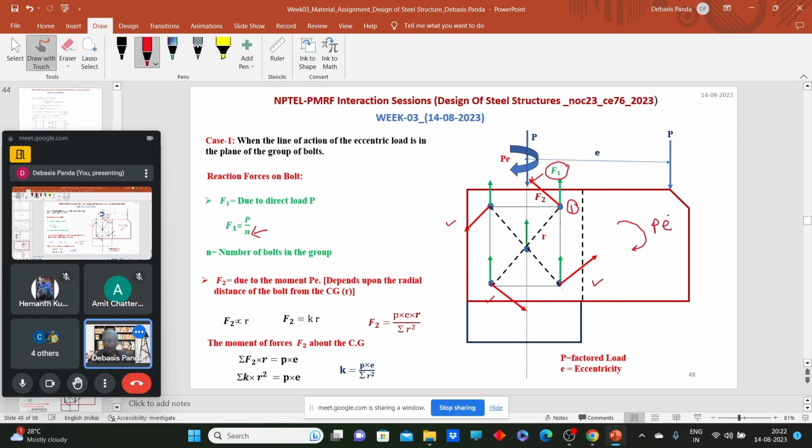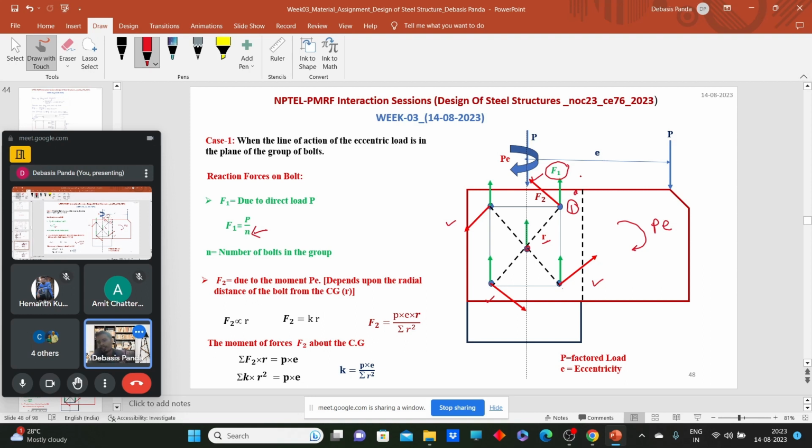So how can we calculate the value of this F2? These F2 forces directly depend on the radial distance from the CG of the group of bolts, because these F2 forces are generated due to the moment, and moment, what we know, is the perpendicular distance from the point where we are taking the moment. So these F2 forces act perpendicular to the radial distance and they are proportional to the radial distance. That means the bolt which is placed at more distance from the CG, or far from the CG, will experience more F2 forces.